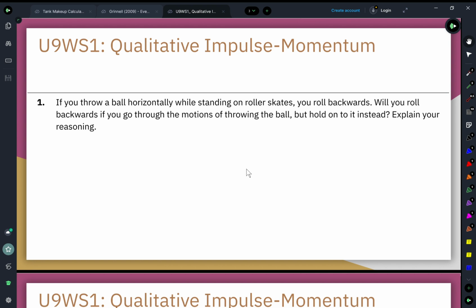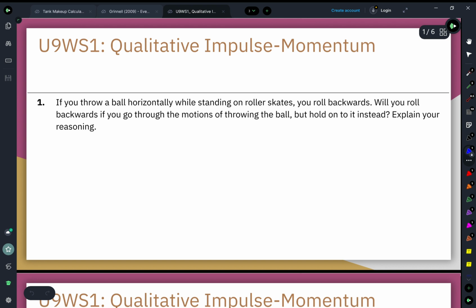So for problem 1, if you throw a ball horizontally while standing on roller skates, you roll backwards. Will you roll backwards if you go through the motions of throwing the ball, but hold onto it instead? Explain your reasoning.